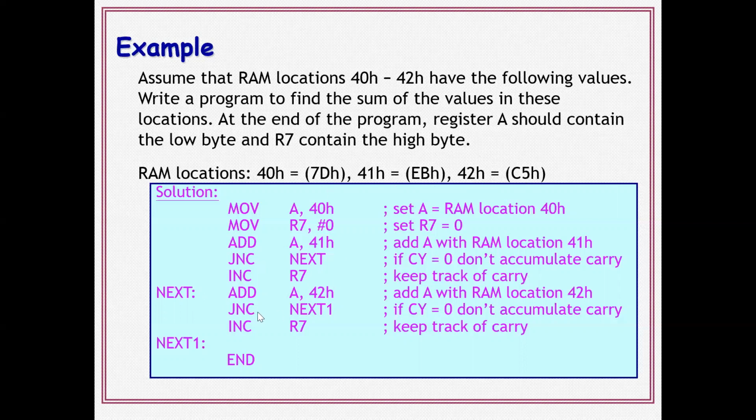Then automatically the next instruction should be jump no carry. So if carry is not generated, then it goes to the next level, called the end of the program. Otherwise, increment R7. So after completion of this program, the result is loaded, the lower byte into the accumulator, and the higher byte into the R7 register. Here the higher byte is nothing but the carry. So this is the solution for this example.